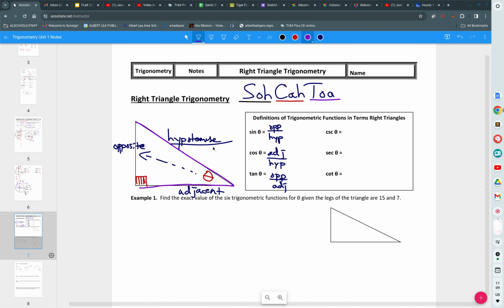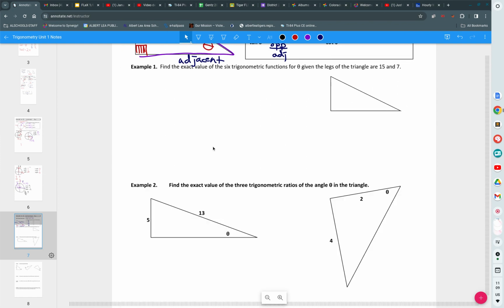Everybody got it? Good. So we're going to kind of move around our notes a little bit just because we are expecting a snow day tomorrow. So we're going to try to make good time here. We're going to do this problem. We're going to skip a few. But we're going to change that from 7 to 8. It says find the exact values of 6. We're not going to do 6. We're just going to do 3 trigonometric functions for theta. We're going to place theta right here. And we're going to say that the legs of the triangle have length of 15 and of 8.